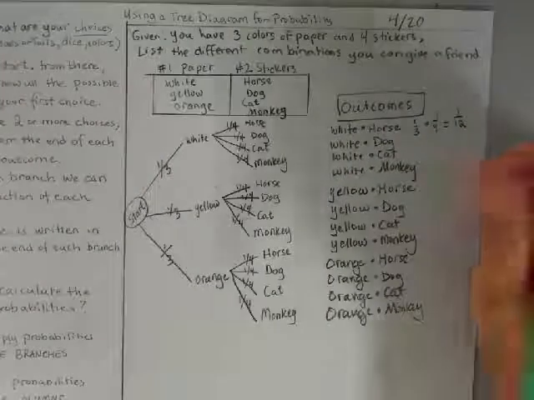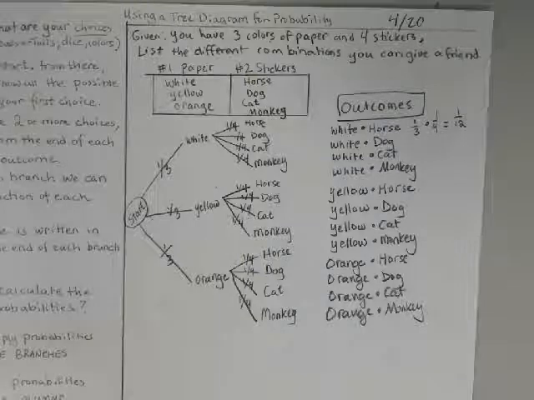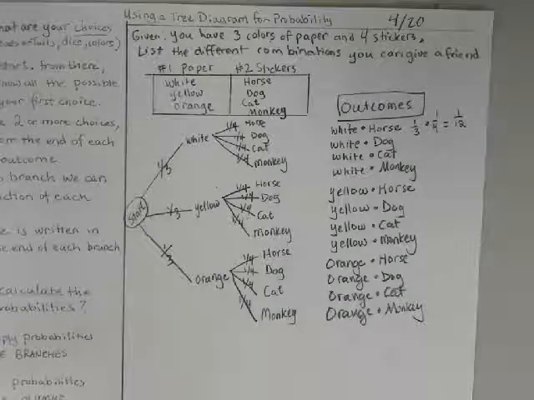The good news, two things I want to point out. I purposely chose white, yellow, and orange because you can abbreviate them a little bit better. You can write down like W or WH, or yellow YE, or orange OR. It's a little bit easier when you get into larger trees. Same with horse, dog, cat, and monkey.